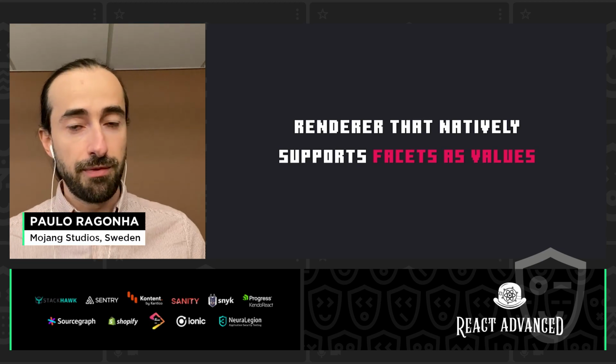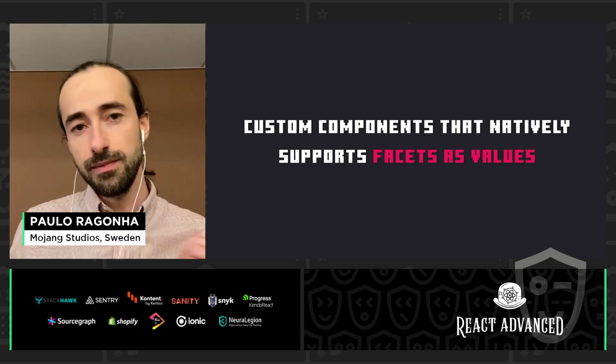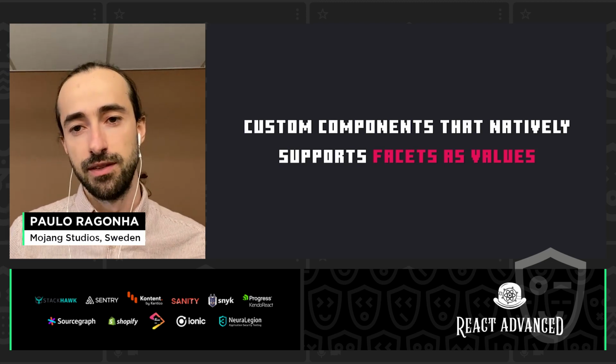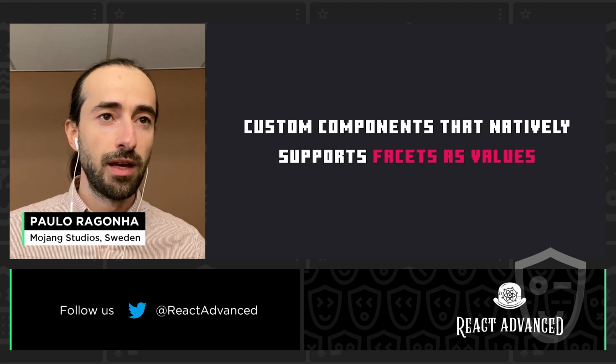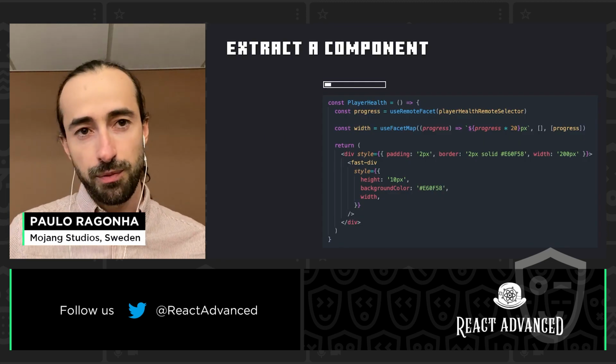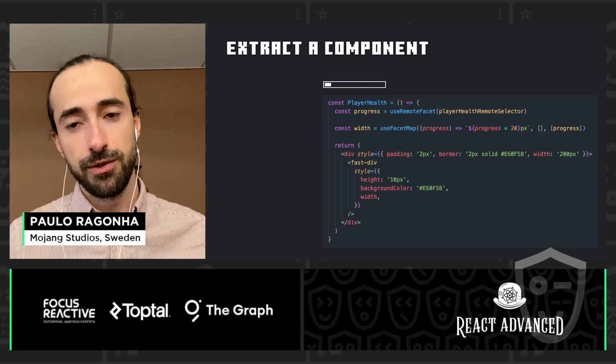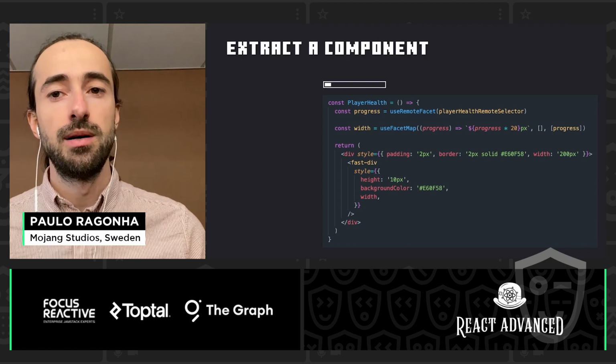We could also go one step further and make custom components that also natively support facets as value. So let's see how that will look. If we go back again and take a look at this example of the player health, what if we want to also do the fullness? We want to render also the fullness progress bar.